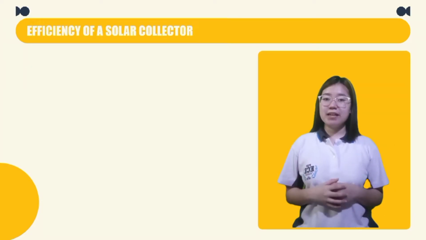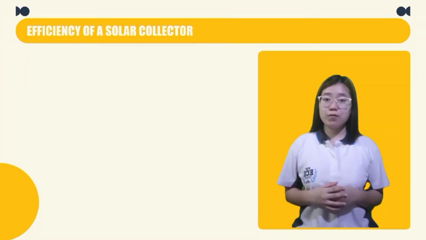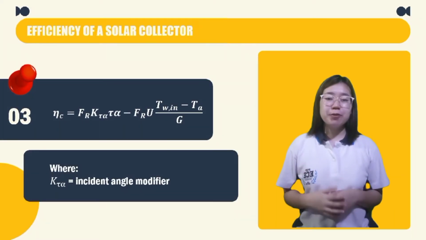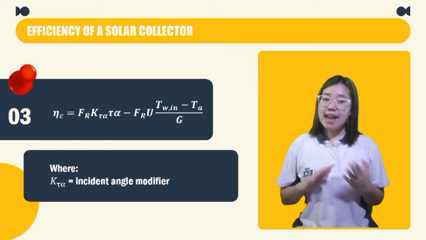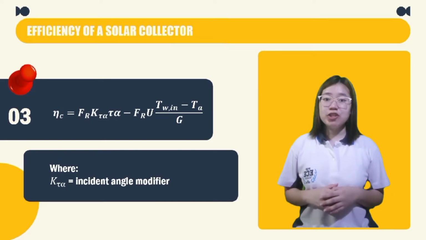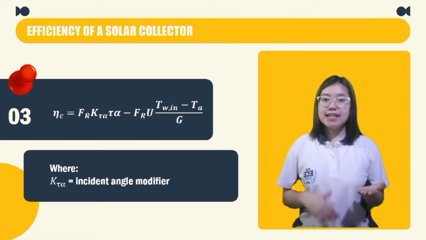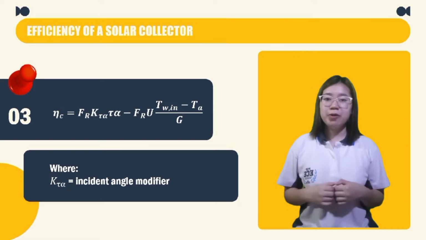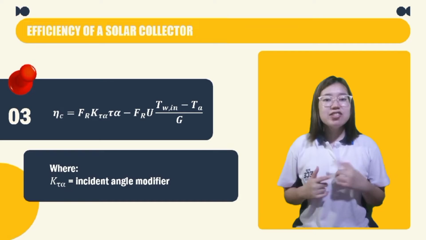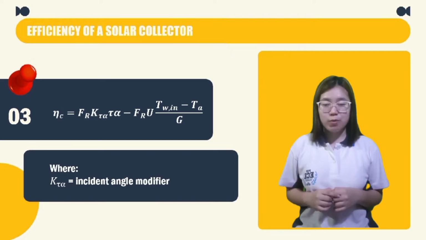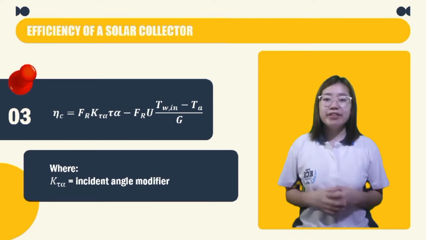Another formula that can be used to find the efficiency of a solar collector is this one. The solar collector is normally fixed in position. As the angle of solar incident radiation changes throughout the day, the product of the transmissivity of glazing and the absorptivity of the absorber plate also changes. This change can be accounted for by including an incident angle modifier in the Hottel-Whillier-Bliss equation. Doing so, we will arrive at our third formula.